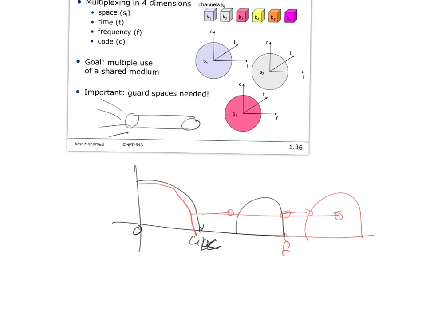So in that case, the shared medium will be divided in the frequency domain, not in the time, not in the space. Okay? So these are three well-known, easy ways. We can distinguish them. What about the fourth one? We divide the signal in the code domain.